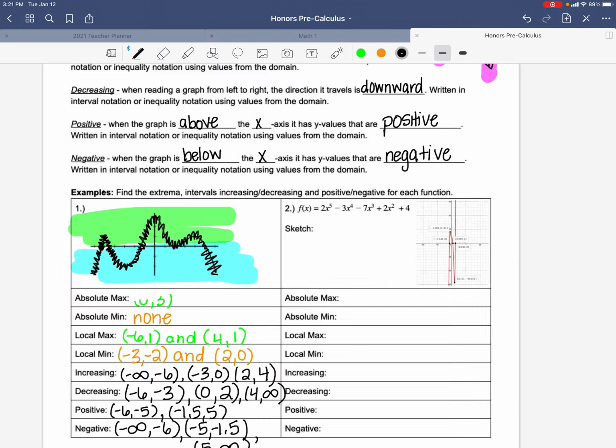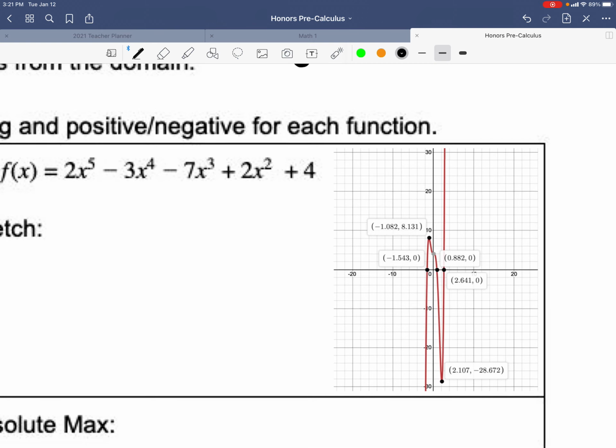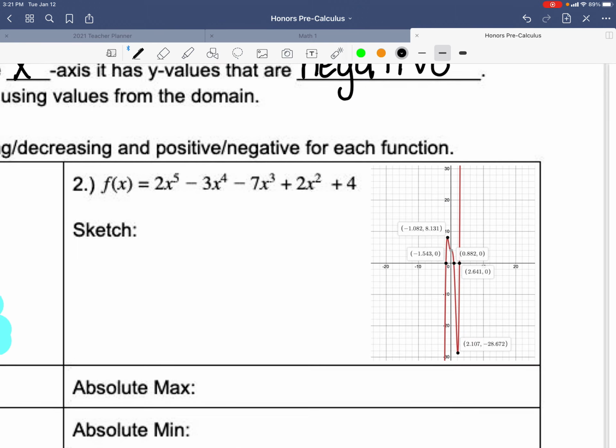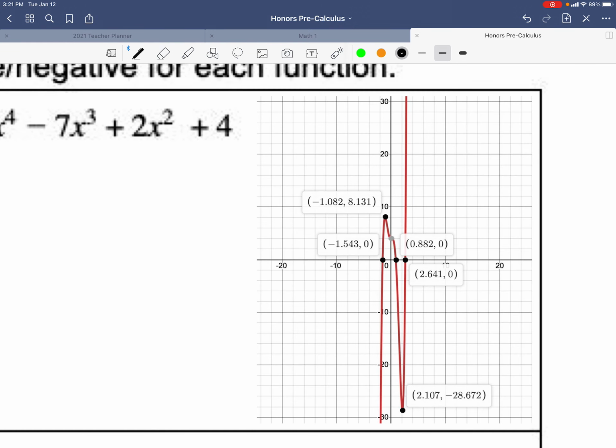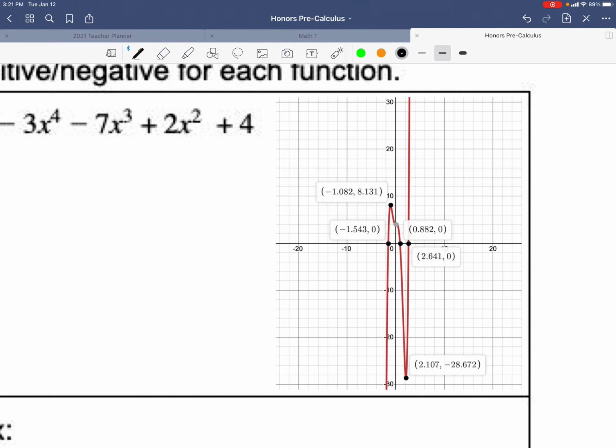All right, so looking at example 2, I would recommend putting this in Desmos, which is exactly what I did, and I took a screenshot here and got our values. So we have a lot going on in this graph, okay? So the first thing that they're asking us for are our maximums and our minimums. So I'm going to look for maximums. So I have a maximum here, and that's honestly the only maximum I have.